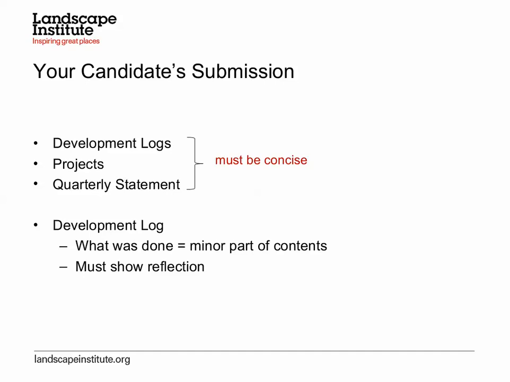So those of you whose candidates haven't submitted yet, do ask your candidates just to log in next time you meet up, if possible, and just show you the system from their point of view. You can see the outline of it in the, what's it called? It's a user guide. That's it. The user guide for candidates, which is available on the Pathway website. But that's just an outline of it. The candidate can show it to you themselves. But the candidates have 3 parts in their submissions: development logs, projects, and the quarterly statement.